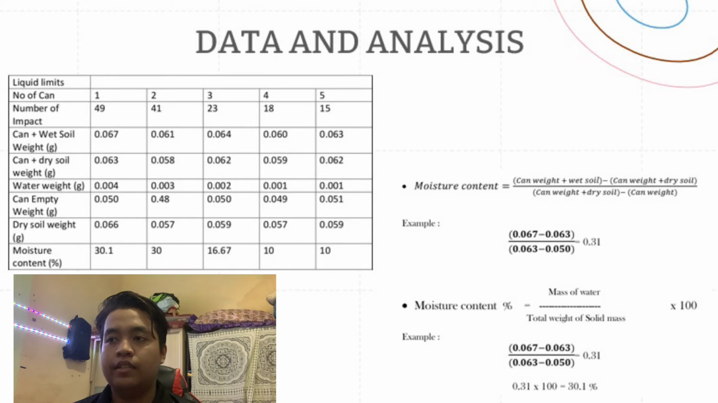As you can see here, we are using 5 different cans with different numbers of impacts. The last result is for moisture content percent. The result is 30.1%. For the first can, the second can is 30%, the third can is 16.67%. The fourth and fifth are the same amount, which is 10%.